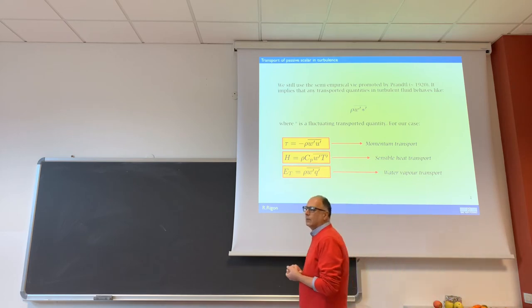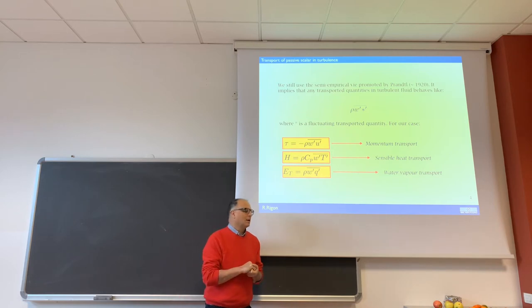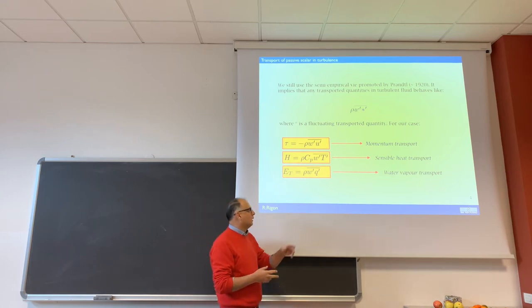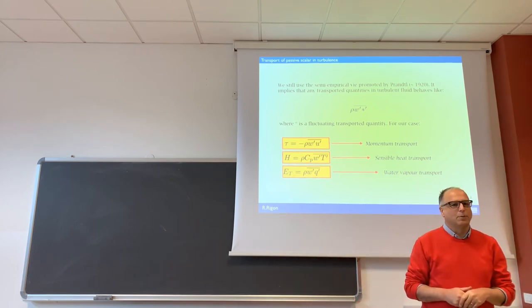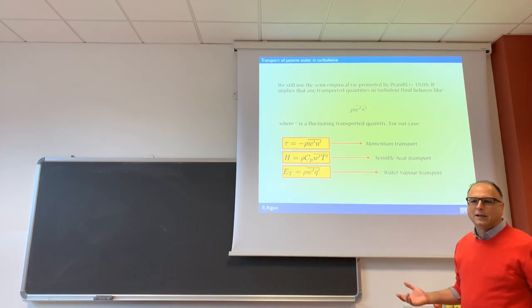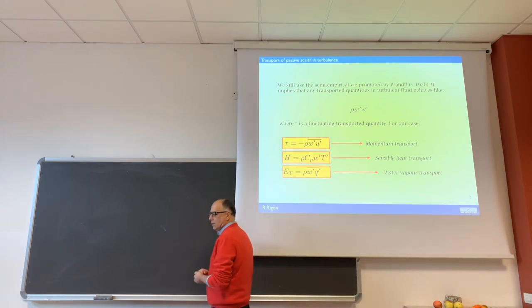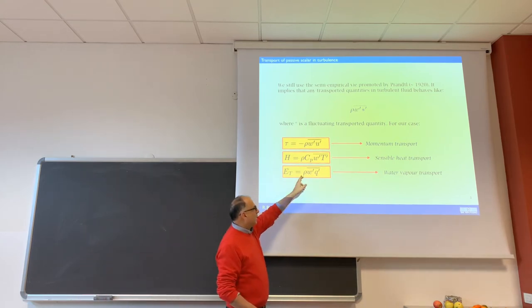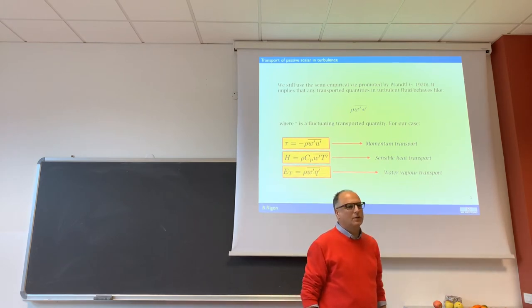So if star is u, you have the momentum transport. If star is theta, you have the transport of temperature, and if you have q, which is the specific humidity, you have transport of that water vapor, meaning what is for us the result of evaporation and transpiration. All is barred over here, meaning that it's some sort of average in time.